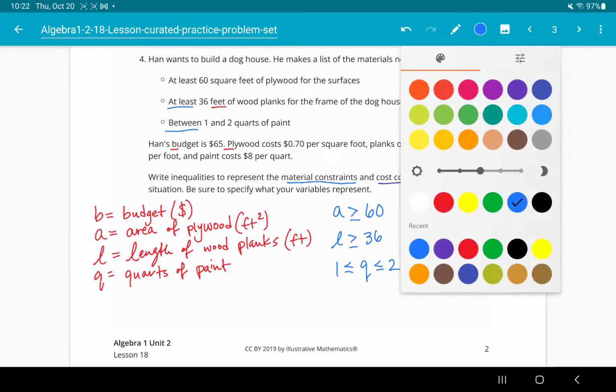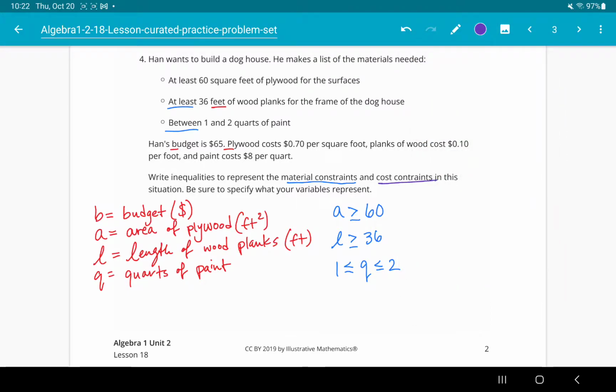Okay, so now we go to the costs. The budget's $65, so we can spend anything up to and including $65. So budget has to be less than or equal to 65.